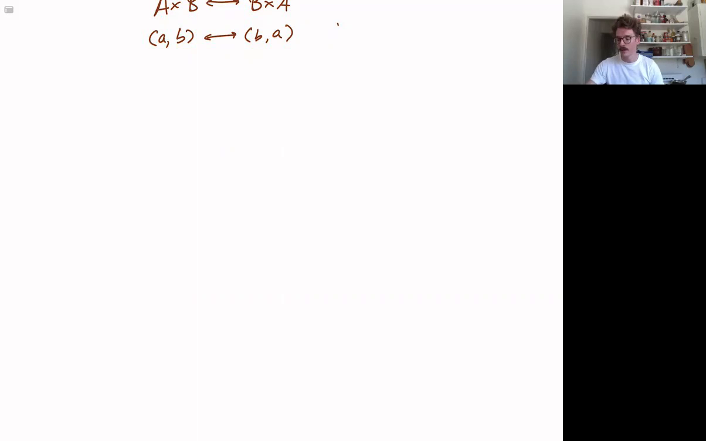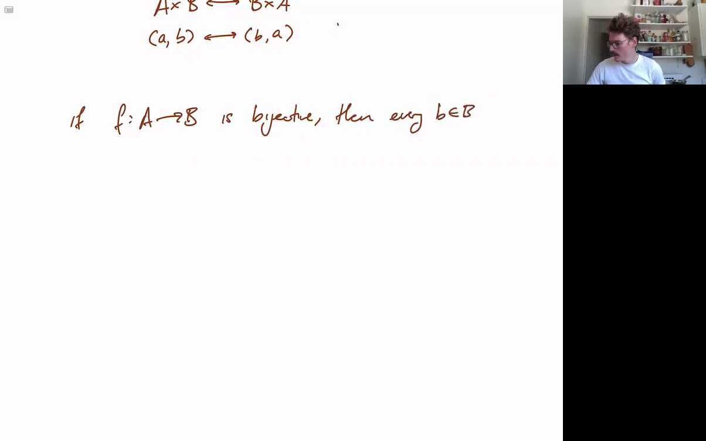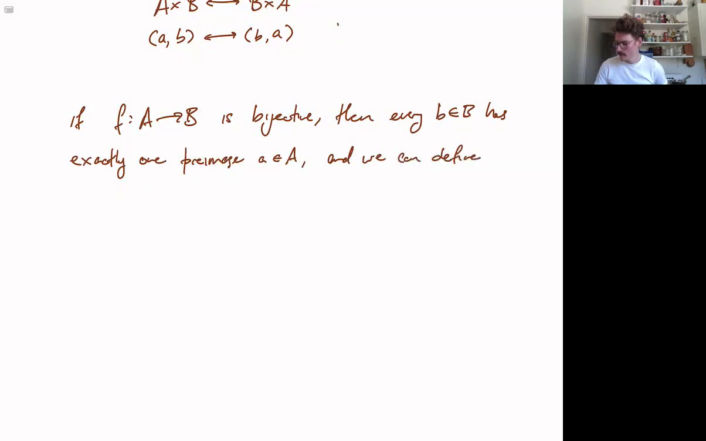So one little definition to add on to bijective functions. If f from A to B is bijective, then every element of B has exactly one preimage, and we can define an inverse function, which is denoted by f inverse, and it goes from B to A, so the domain and codomain switch places.